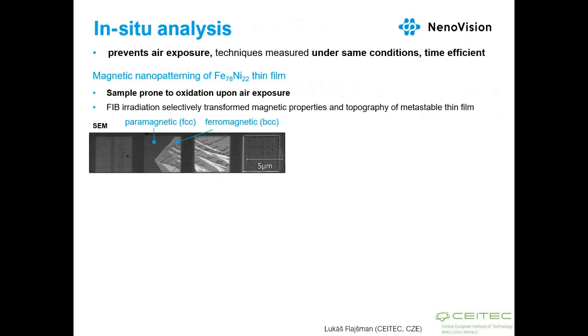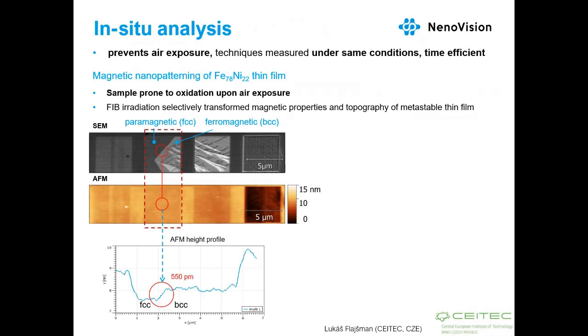They use a focused ion beam to selectively transform the magnetic properties of such a film. So they are able to convert the material from paramagnetic to ferromagnetic properties, meaning from FCC to BCC structures. And on the SEM images, you can nicely see the contrast. So if you want to analyze it from the topography point of view, there is no way to take it out from a SEM because it will immediately oxidize. Therefore, we are coming with our AFM. Simultaneously, we can record SEM and AFM images.